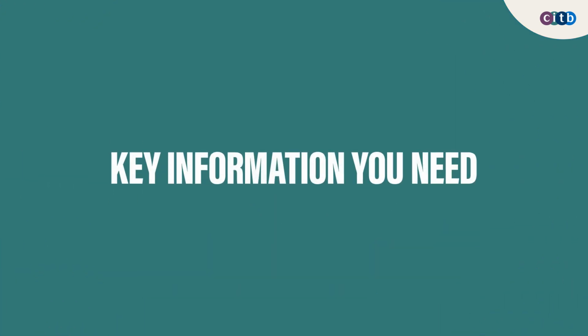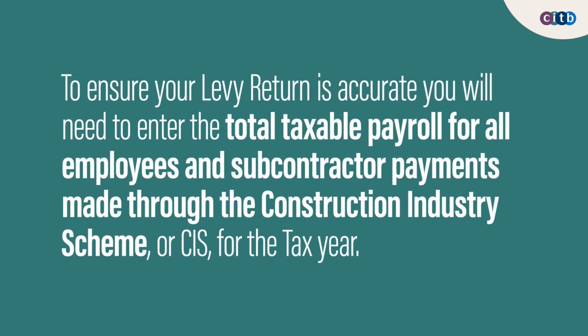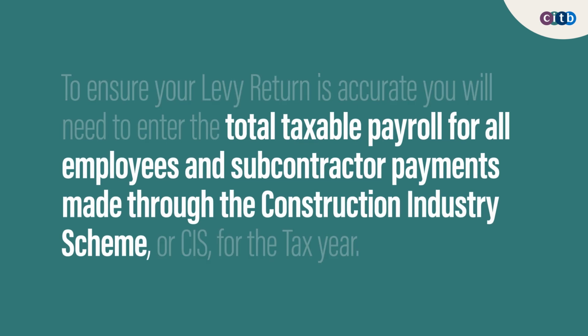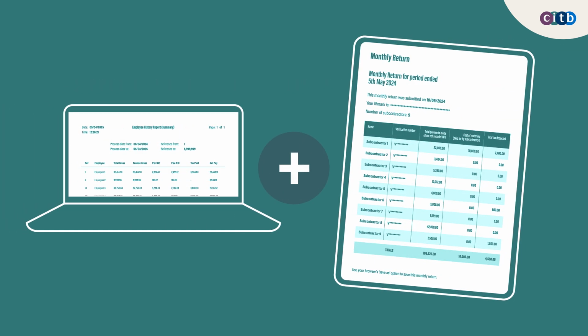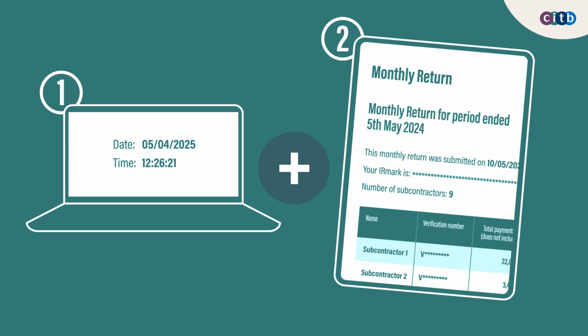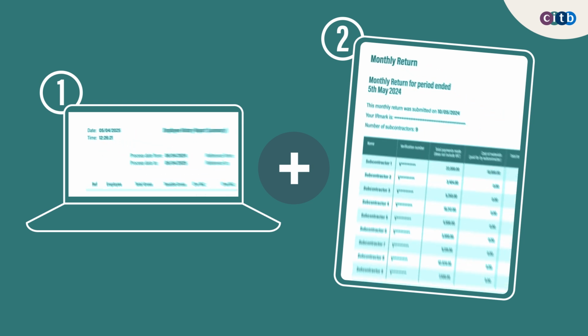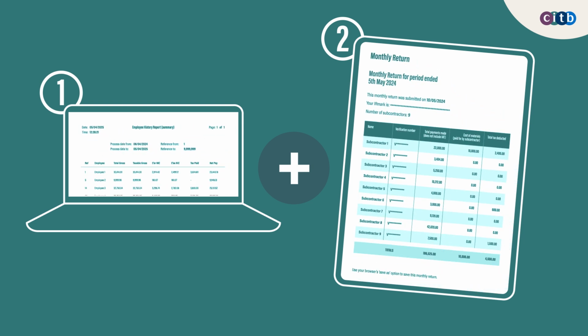Key information you need before completing your business's levy return. To ensure your levy return is accurate, you'll need to enter the total taxable payroll for all employees and subcontractor payments made through the Construction Industry Scheme, or CIS, for the tax year. To complete the section successfully, you'll need: 1. Payroll records for the tax year. 2. Monthly HMRC CIS 300 returns for the tax year. Please ensure the tax year being used on the payroll and CIS documents is correct and corresponds with the levy return being completed.